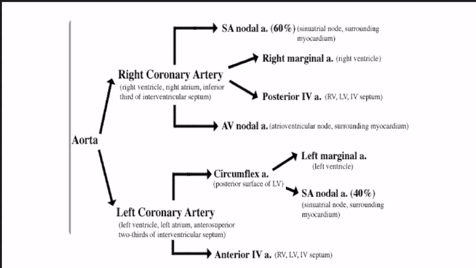The right coronary artery and its two major branches, the marginal artery and the posterior interventricular artery, primarily supply the right atrium and ventricle with oxygenated blood and nutrients. The left coronary artery and its two branches, the anterior descending coronary artery and the left circumflex coronary artery, primarily supply the left atrium and ventricle with oxygenated blood and nutrients.